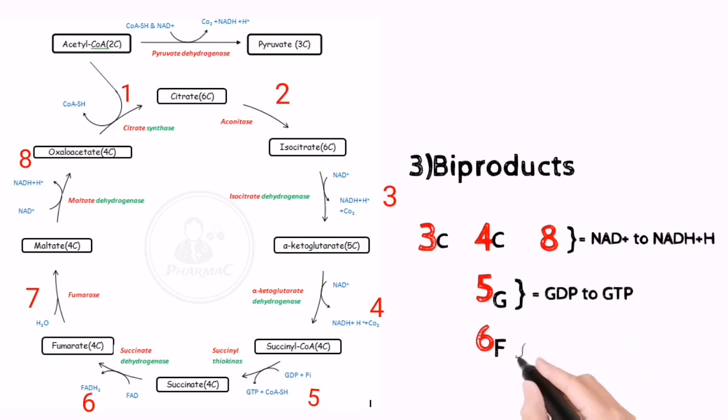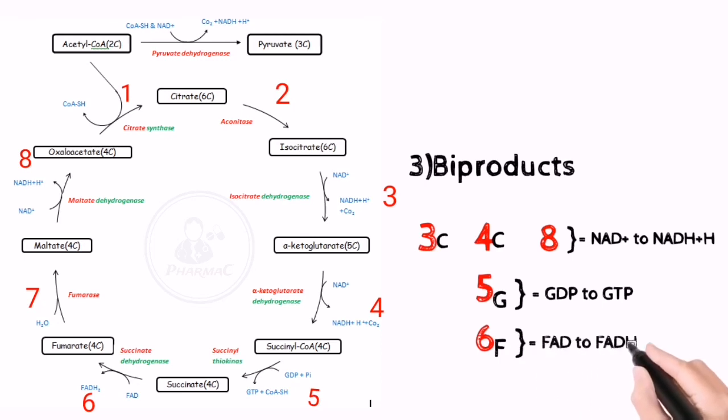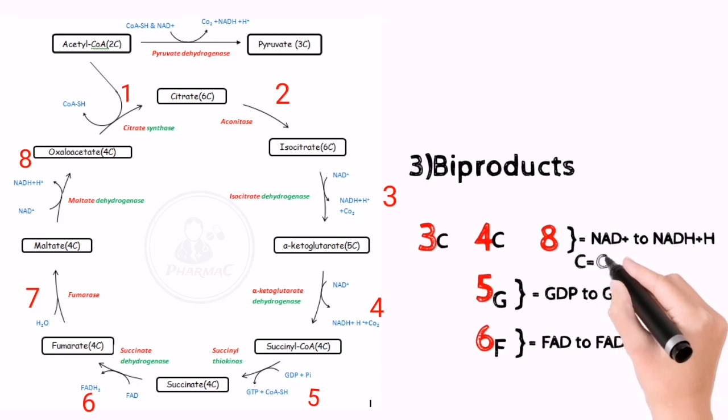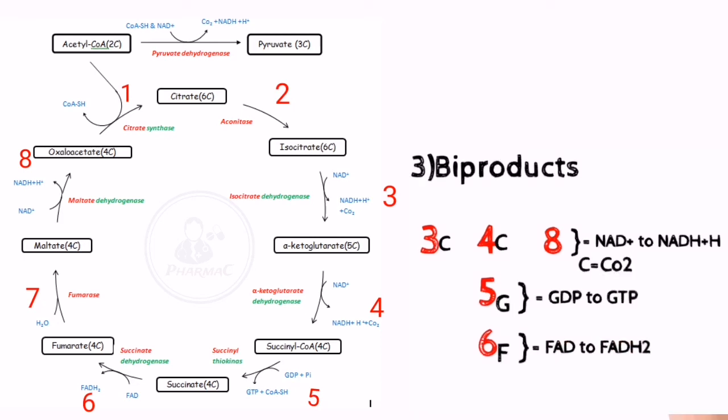C here represents carbon dioxide, which will be removed from the cycle, due to which there will be a change in the carbons in the chain. At 5th position G represents the G of GDP, and at 6th position F represents the F of FAD.